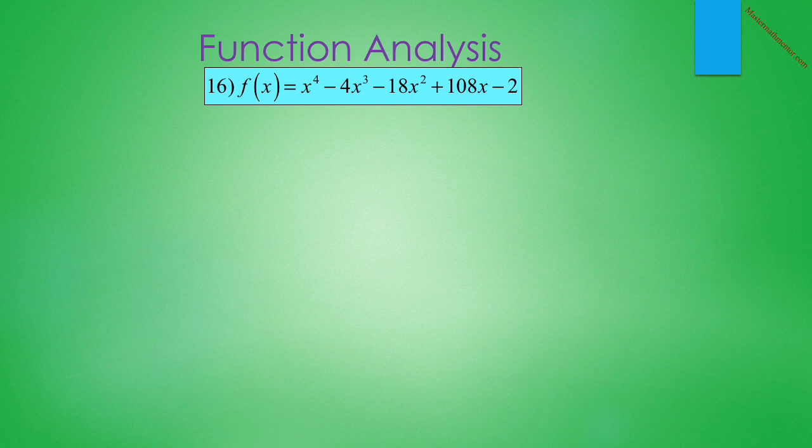Number 16 reads f of x equals x to the fourth minus 4x to the third minus 18x squared plus 108x minus 2. We would like to find critical values, intervals of increasing or decreasing, relative mins and relative maxes, intervals where the function is concave up and concave down, any inflection points, vertical asymptotes, if any, and the limit of f of x as x approaches infinity or negative infinity.